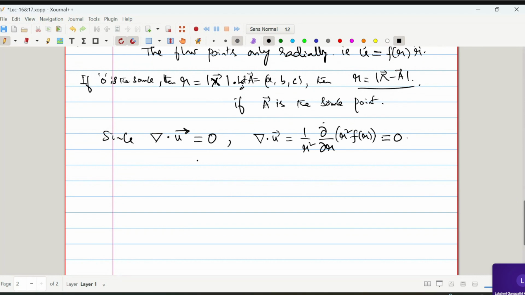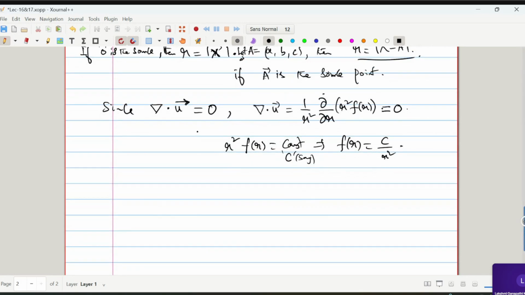What is f(r) you will get? So r squared, any r is anyway positive. So r squared into f(r), this is the only derivative, no? So r squared f(r) equals a constant, isn't it? So this implies f(r) is directly some constant. Let us call this some C. So you'll have C by r squared as your f(r).